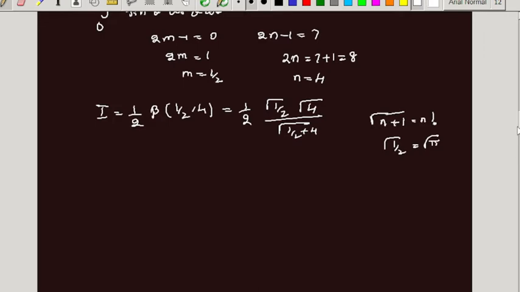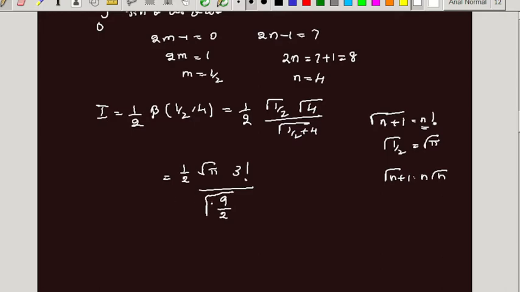So here we must know these things. Gamma 1 by 2 is nothing but square root of pi, and gamma 4 is nothing but we can write it as 3 factorial. Denominator we take the LCM, 4 2s are 8, 8 plus 1 is 9 by 2.